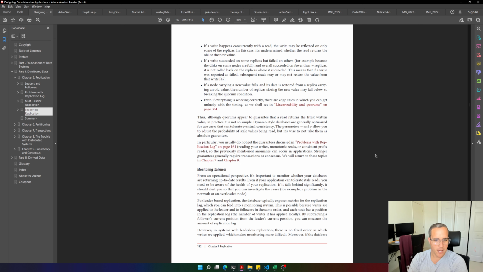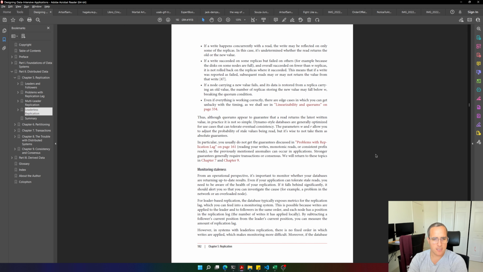For leader-based replication, the database typically exposes metrics for the replication lag, which can feed into a monitoring system. This is possible because writes are applied to the leader and to followers in the same order, and each node has a position in the replication log: the number of writes it has applied locally. By subtracting a follower's current position from the leader's current position, you can measure the amount of replication lag.